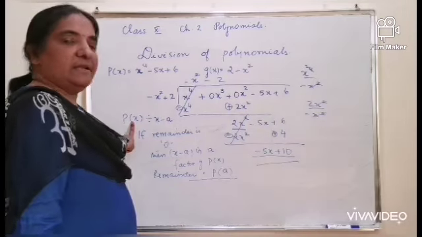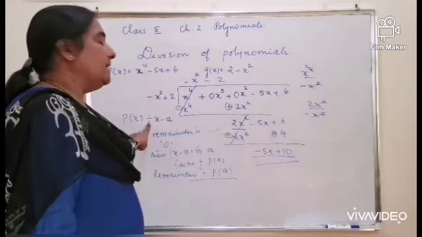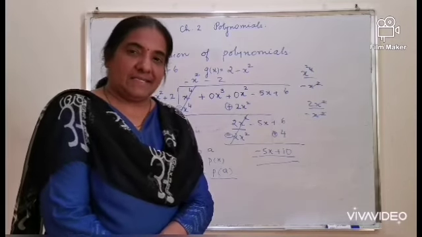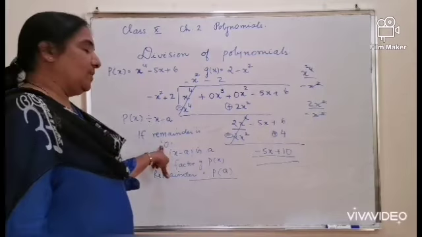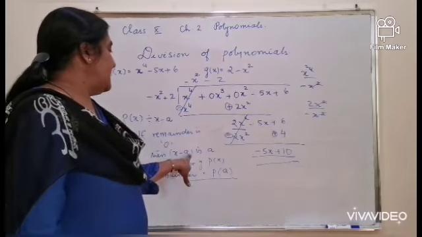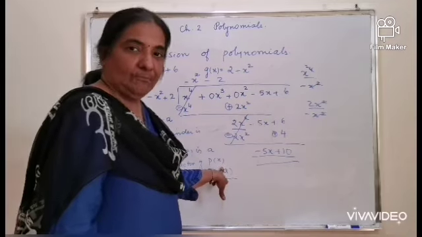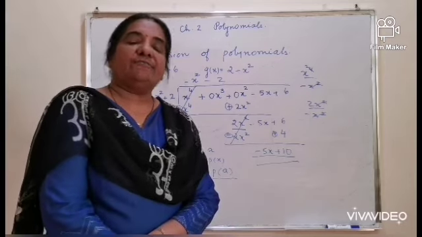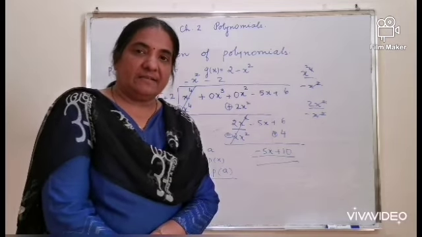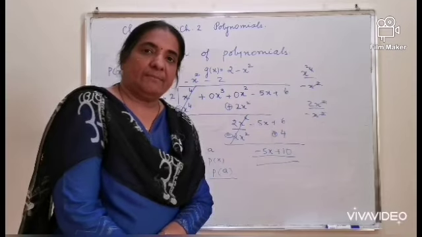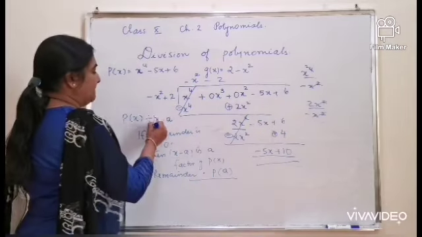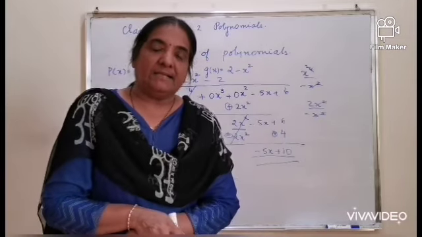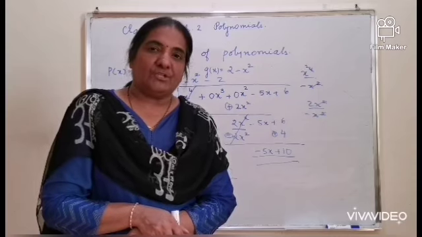If a polynomial p of x is divided by another polynomial, it should be only a linear polynomial, x minus a. If the remainder is 0, then x minus a is a factor of p of x, or the remainder is p of a. This is the content of the factor theorem and remainder theorem, but they are applicable only for linear polynomials, that is, the degree of the polynomial should be 1.